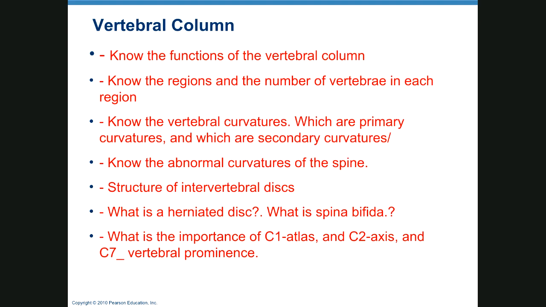Okay, so that takes care of the cranium, the skull. And we're going to look at the vertebral column now, and you need to know the functions of the vertebra, the regions and numbers of vertebra in each region, the vertebral curvatures, and which are primary curvatures, which are secondary curvatures. Know the abnormal curvatures of the spine, the structure of intervertebral discs, what is a herniated disc, what is the spina bifida, what is the importance of atlas and axis, and the vertebral prominence.